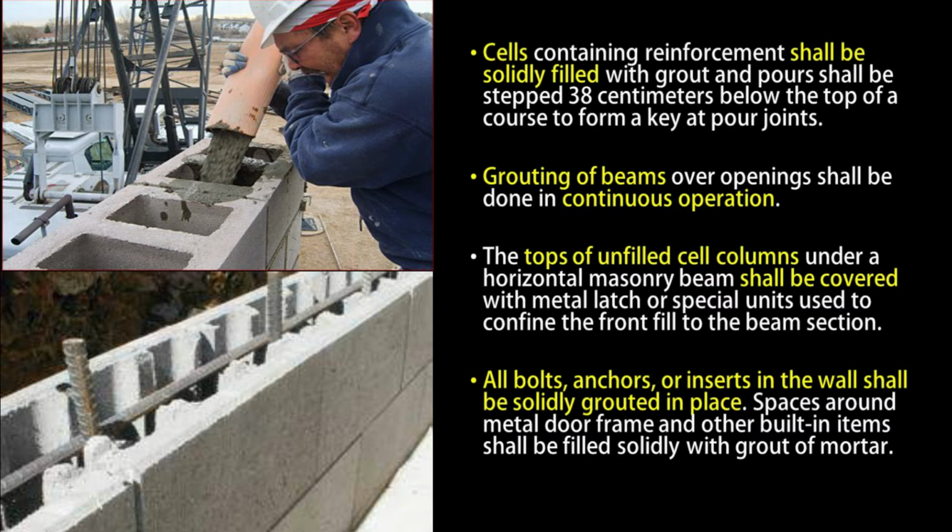Grouting of beams over openings shall be done in continuous operation. The tops of unfilled cell columns under a horizontal masonry beam shall be covered with a metal lath or special unit used to confine the grout fill to the beam. All bolts, anchors, or inserts in the wall shall be solidly grouted in place. Spaces around metal door frames and other built-in items shall be filled solidly with grout or mortar.